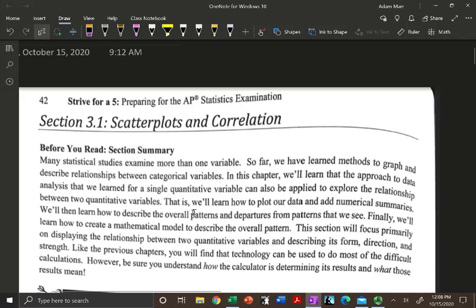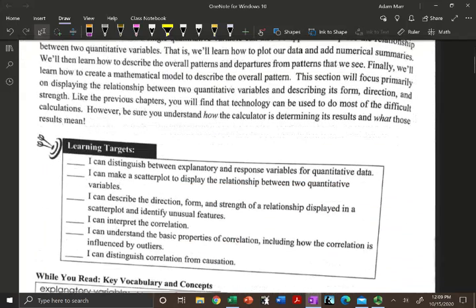We'll learn how to describe the overall patterns and departures from the patterns we see. Finally, we'll learn how to create a mathematical model to describe the overall pattern. This section will focus primarily on displaying the relationship between two quantitative variables, describing its form, direction, strength, and unusual features as well. Like the previous chapters, you'll find that technology can be used to do the most difficult calculations. However, be sure to understand how the calculator is determining its results and what those results mean.